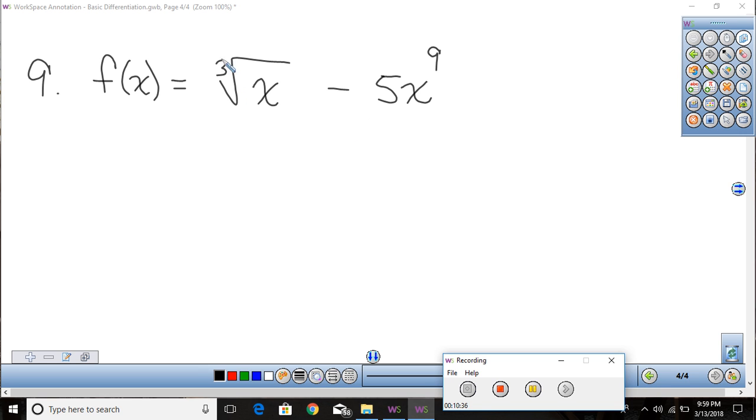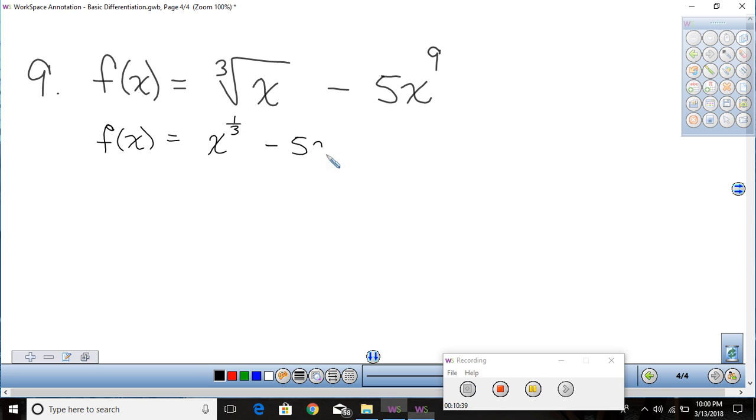Okay, last page here. So we're going to make this into a fractional exponent. So this is a 1/3 power, so this will be x to the 1/3. And then there's nothing wrong with 5x to the 9th. But I will tell you this. I don't ever take the derivative of anything until everything is in the format that I want it. Otherwise, I think, okay, I'm going to take the derivative of this one. But then I forget that I took the derivative of that one, and then I do it twice. So write everything like you want it before you take the derivative.